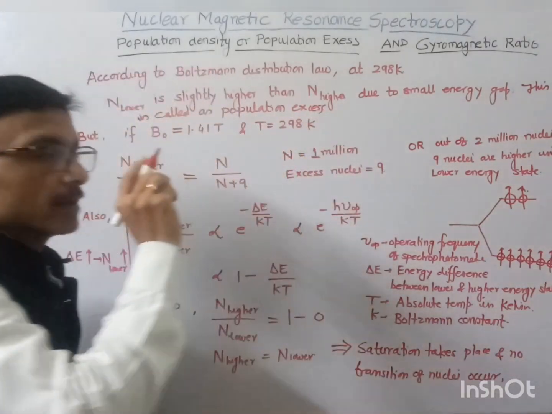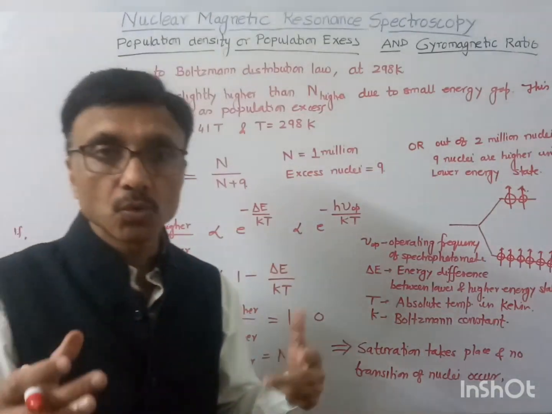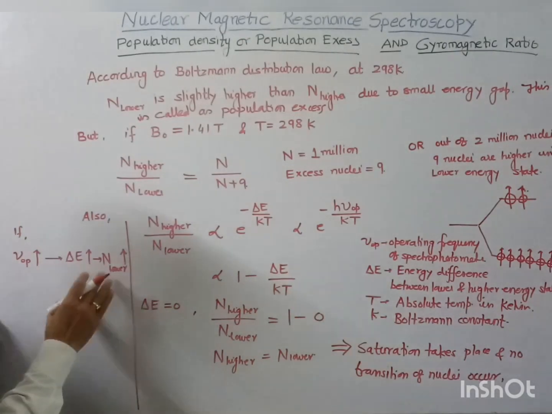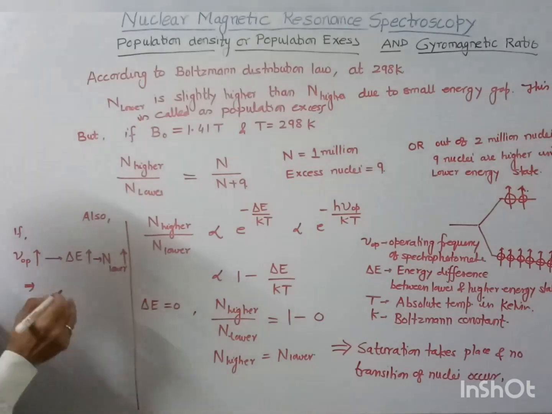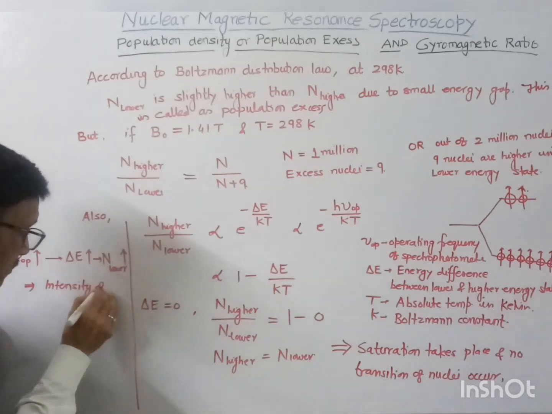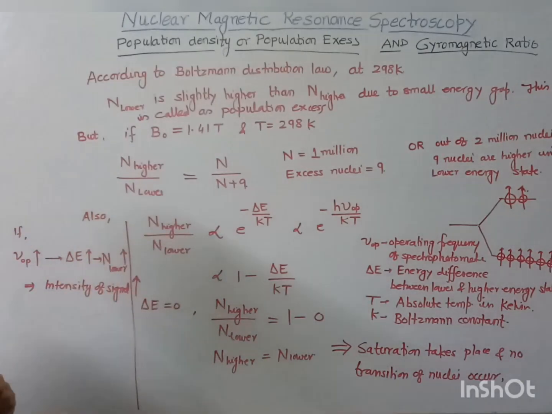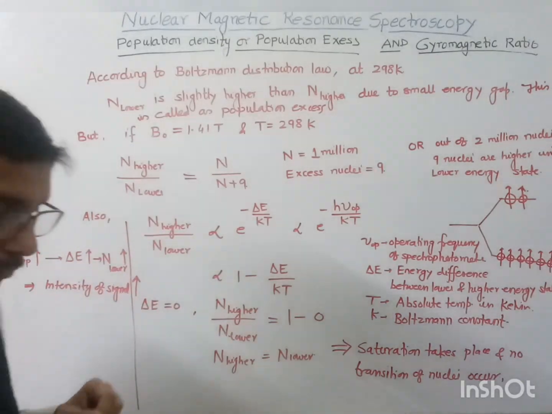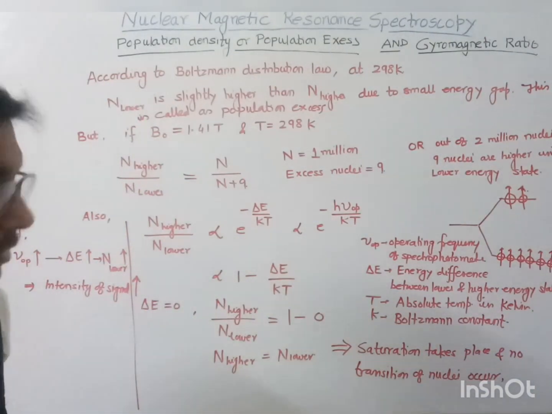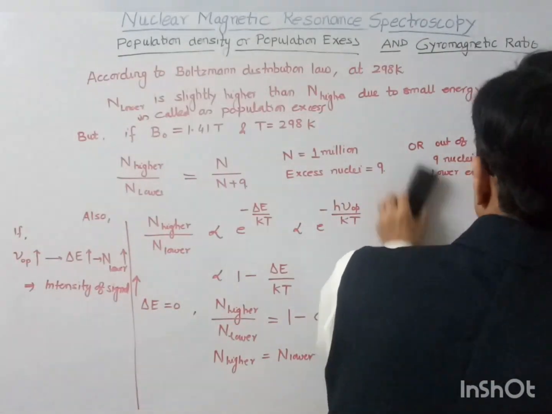If an excess number of nuclei are present in the lower energy state, then we will get a good signal, and the more the excess nuclei, the better the signal. So if N lower increases, then the intensity of signal increases. That is why nowadays in modern instruments the operating frequency is always higher.